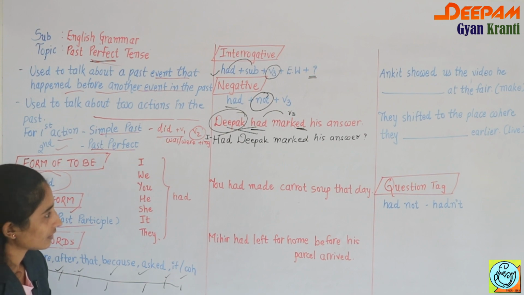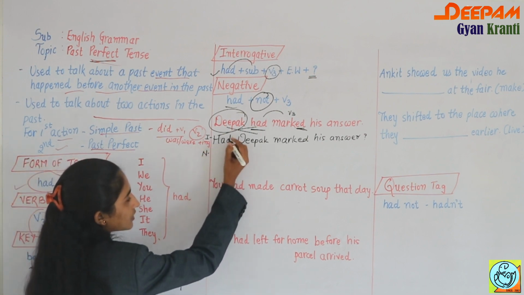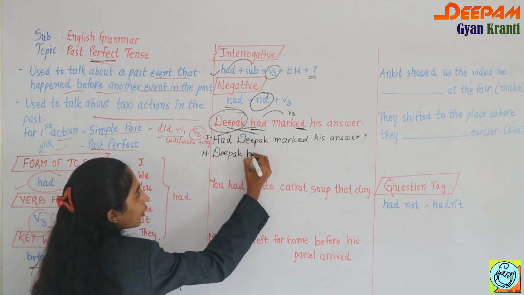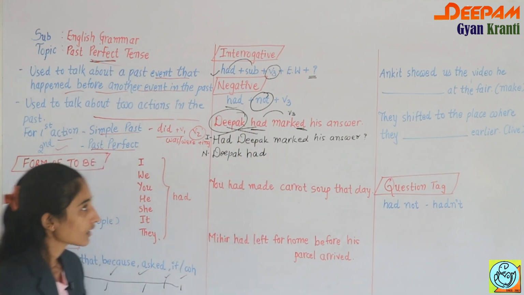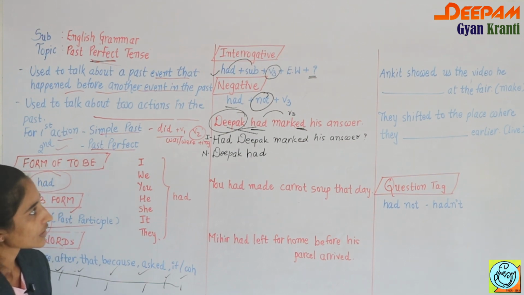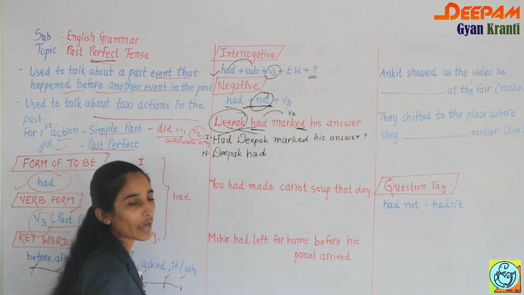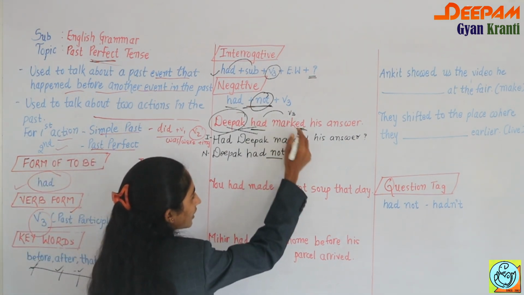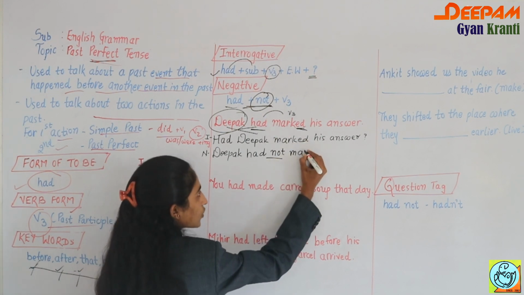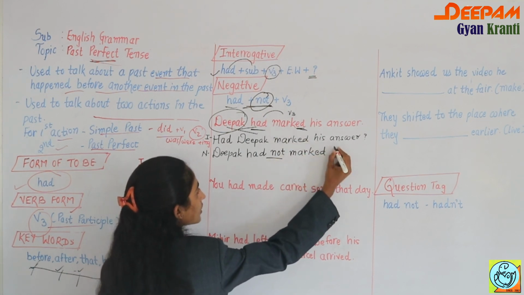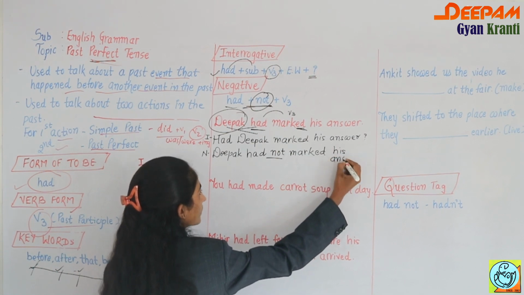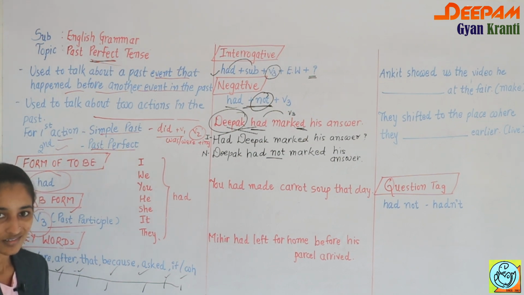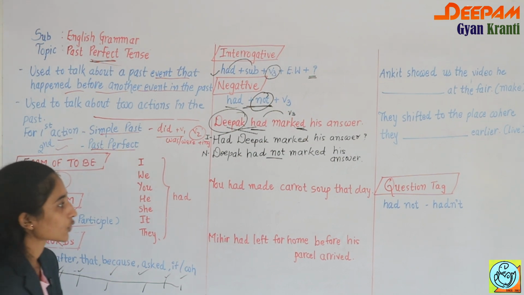Then let's try to form the negative sentence. First comes the subject, so the subject is as it is, Deepak. Then what comes? The form of to be, that is had. Then if you want to make a negative sentence, what do you have to add? You have to add not. So Deepak had, then what do we have to add? Not. Okay, then comes V3, which is already given to you. Deepak had not marked his answer. Right? So that is a negative sentence. I hope it is very easy and clear to you.